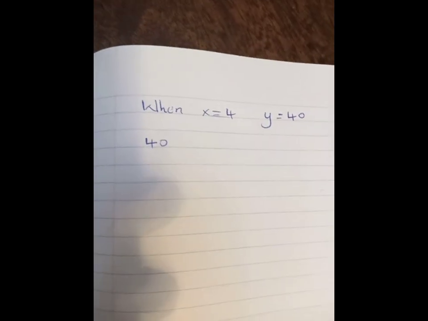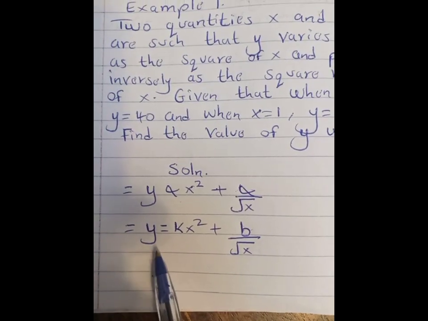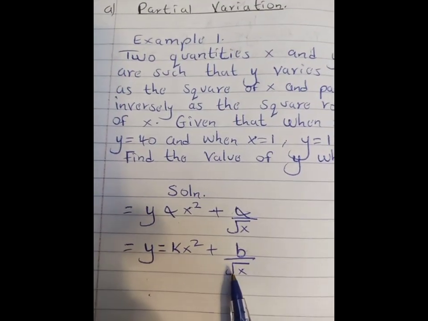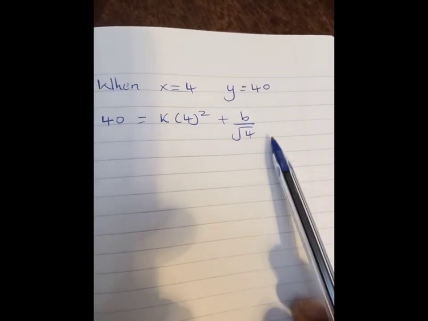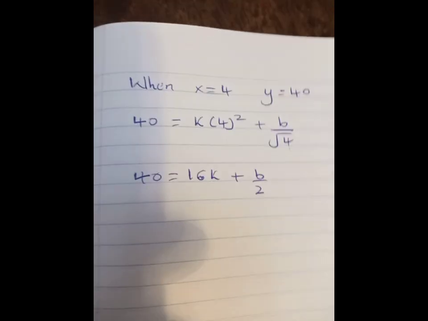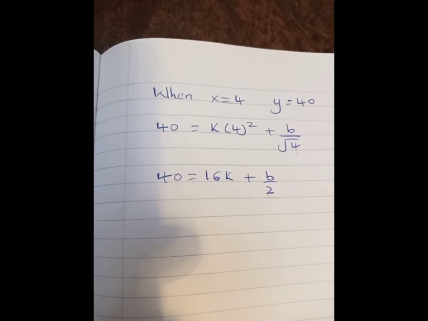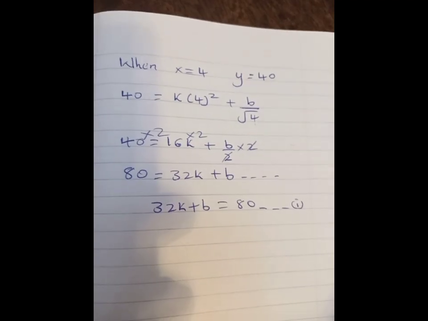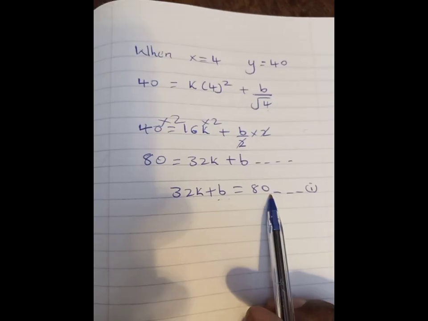So we are told that when x equals 4, y equals 40. Where there's y, I'm going to put 40, and where there's x, I'm going to put 4. After substitution, remember x was squared, so 4 squared, then the square root of 4, which is 2. So I'm going to get 40 is equal to 16k plus b over 2. I can remove the 2 by multiplying both sides by 2. So I'm going to get what we call simultaneous equations. I have my first equation, that is 32k plus b equals 80.